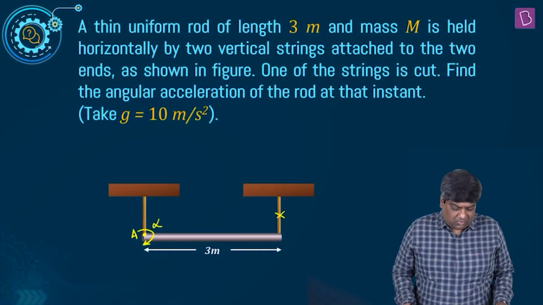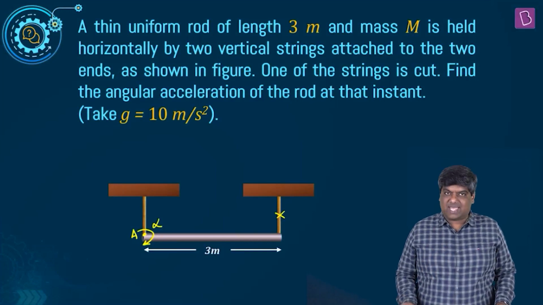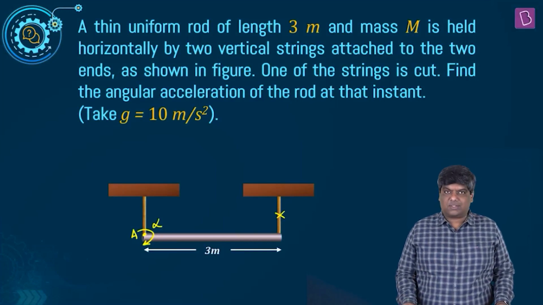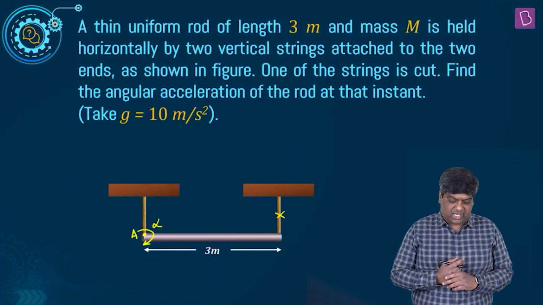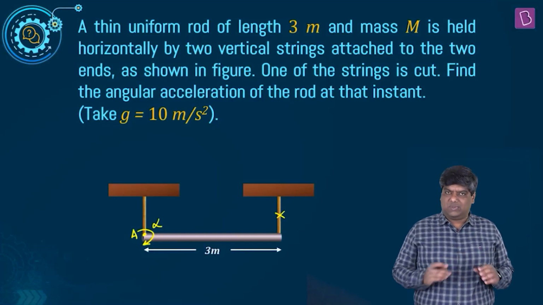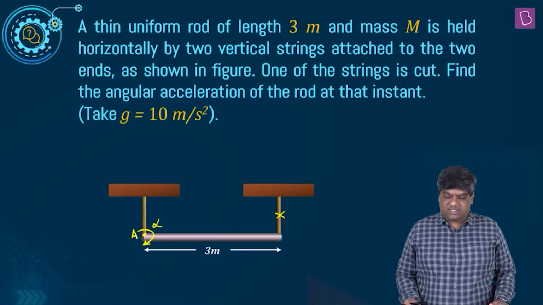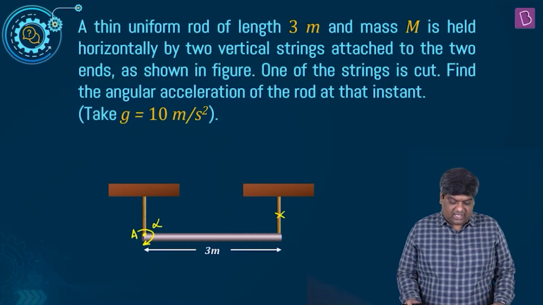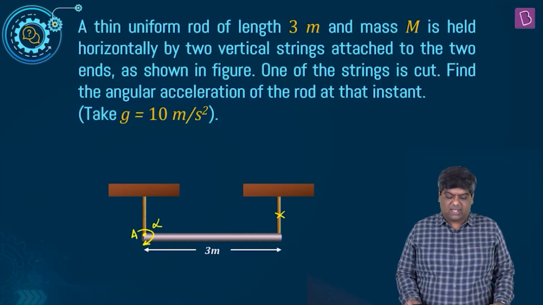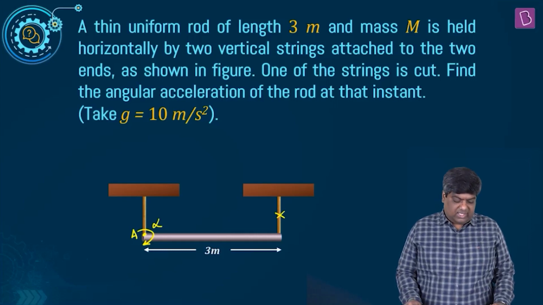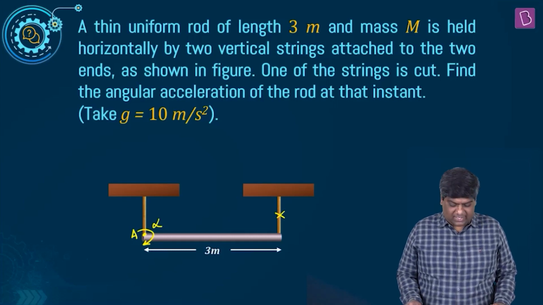A thin uniform rod of length 3 meter and mass capital M is held horizontally by two vertical strings attached to the two ends as shown in the figure. One of the strings is cut. Find the angular acceleration of the rod at that particular instant. Take g is equal to 10 meter per second square.